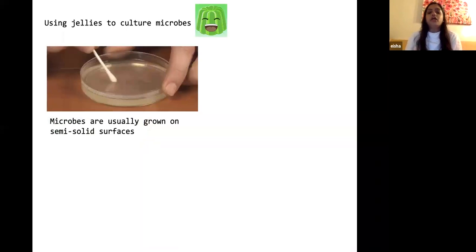So how do you culture microbes? I know you come from different backgrounds of schools, and I understand that schools sometimes do not have grants or money to sponsor certain techniques like microbiology techniques, which involve a Petri plate. This is called a Petri dish, and we have a semi-solid surface on it, just like a jelly, and you culture it on this normally.